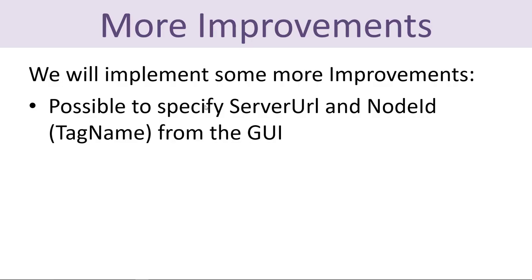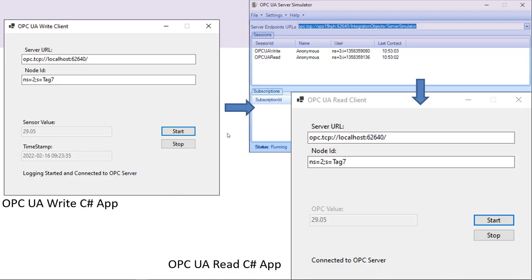You can also make some more improvements. I will just shortly demonstrate how you can specify the server URL and the node ID from the user interface instead of hard coding it in your C# code. So here, an updated example. Here you have this OPC UA write application where you can specify the server URL and the tag that you are going to use. And when you have specified the server address and the tag, you can click start in order to start logging and writing values to the server. And the same for the OPC UA read client. You specify the same server and the same tag, and then you click the start button in order to retrieve values from the same server.